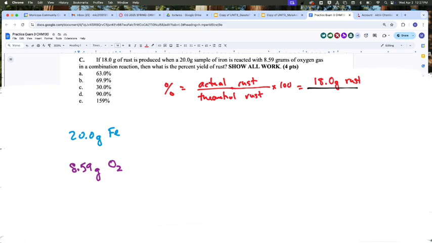Would you combine with carbonation reaction? I'll come back to you in a second. So keep your mouth shut. What should I do with those numbers? What am I trying to find? Theoretical yield would be the grams of rust, right? So what would I need to do?